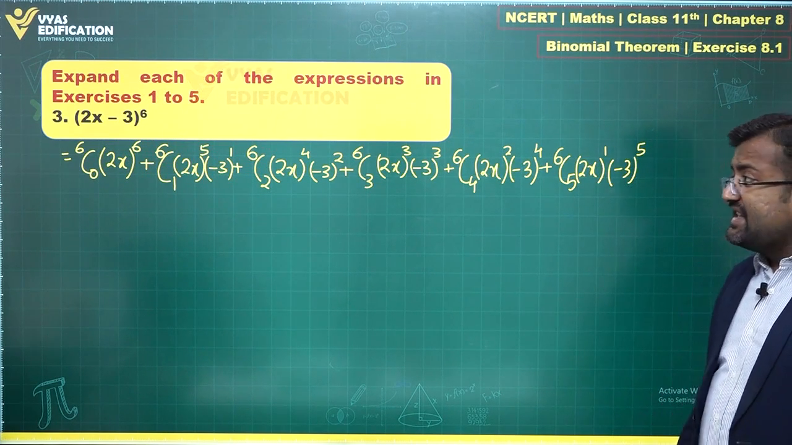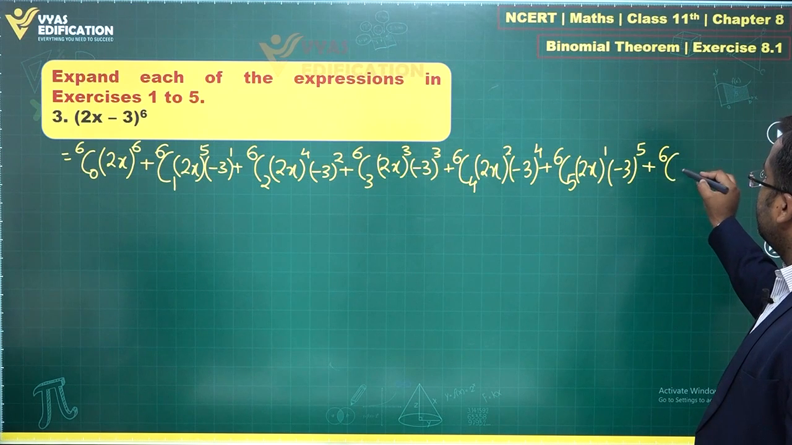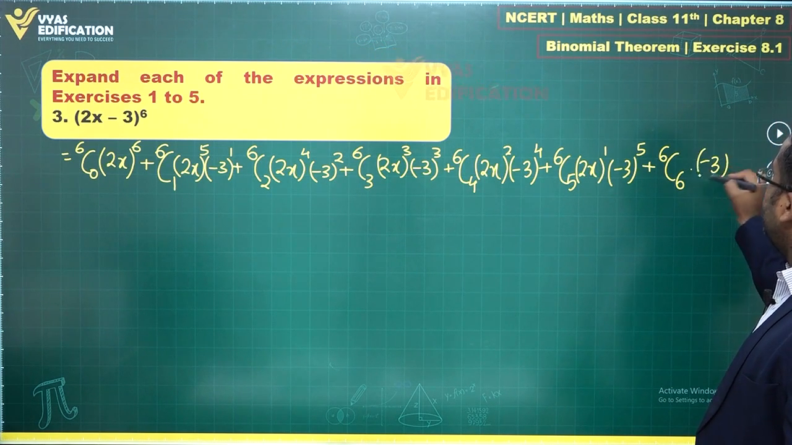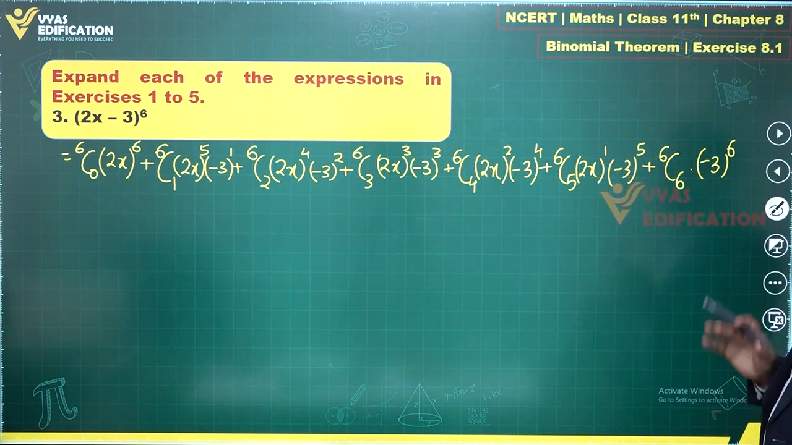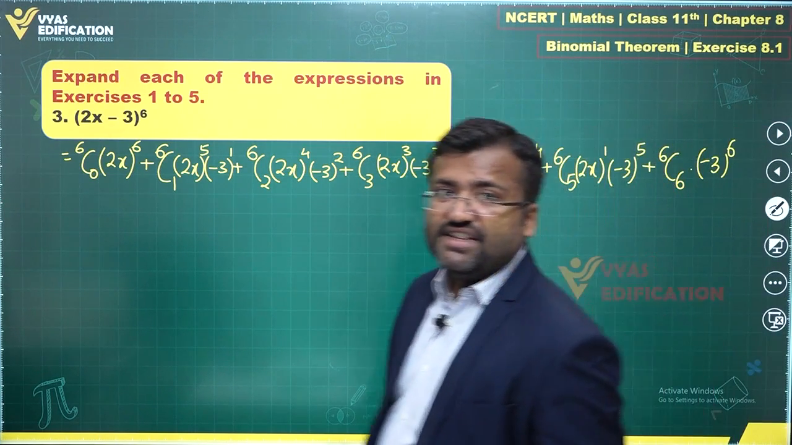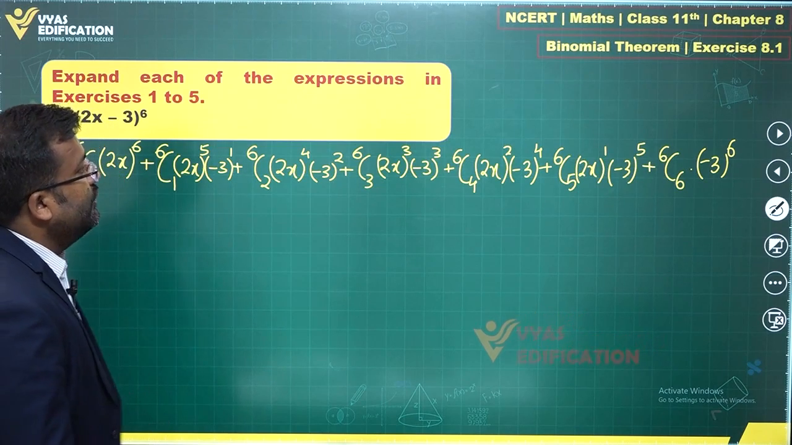What about the last term? That is 6c6 times minus 3 power 6. This is what you have in the last term, right? Take a look at this carefully. Then simplify each of these terms. How do we do that?